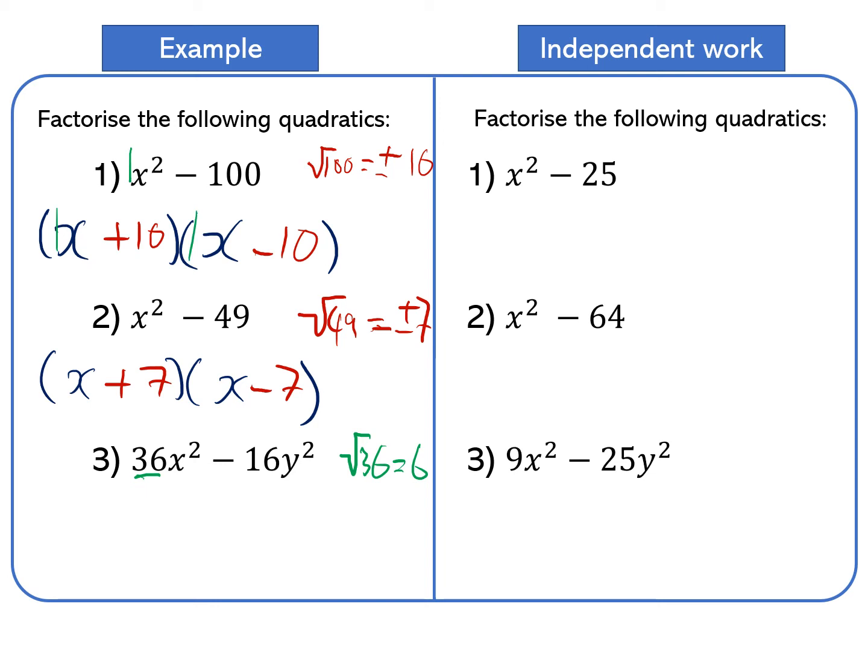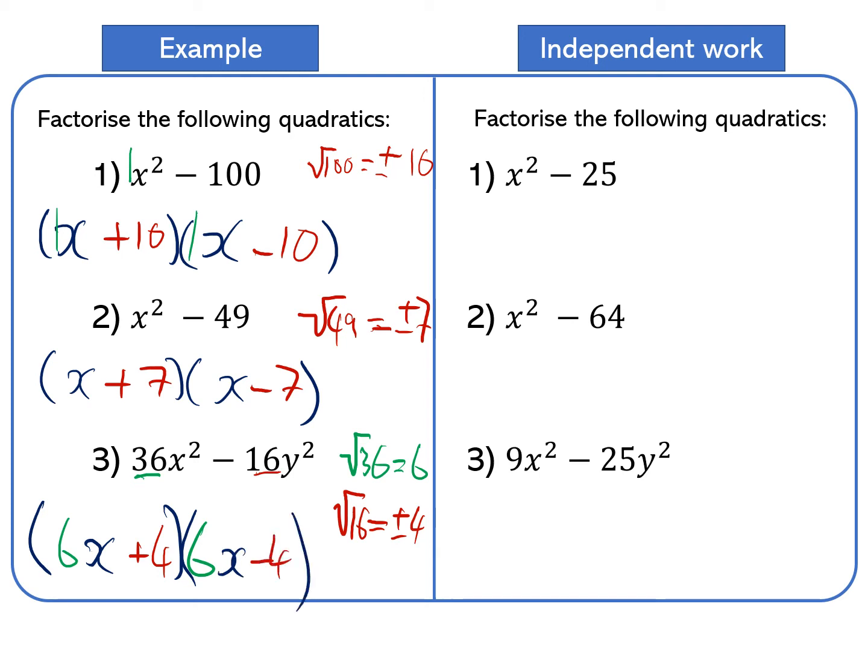But the next one, the 16, I do need to consider. So 16, the square root is plus or minus 4. And now I'll put those in. So I've got 6x plus 4, and let's make that a bit neater, and 6x minus 4, and that's done.